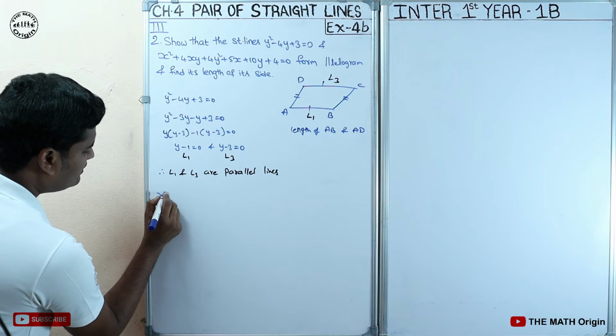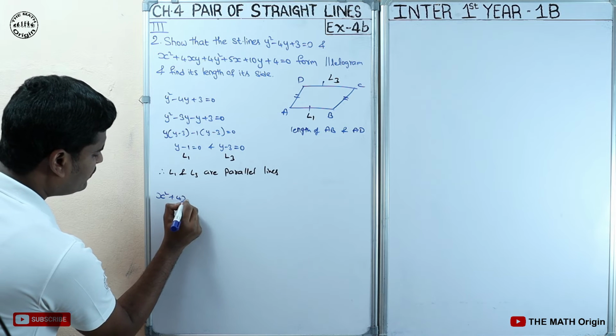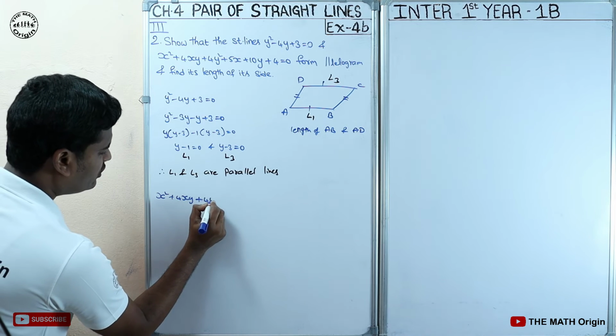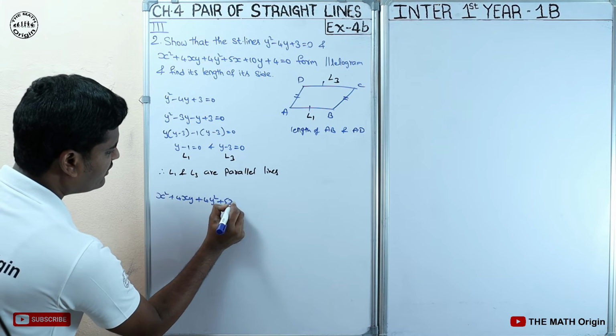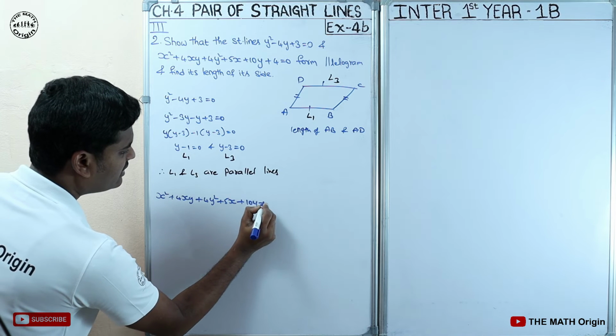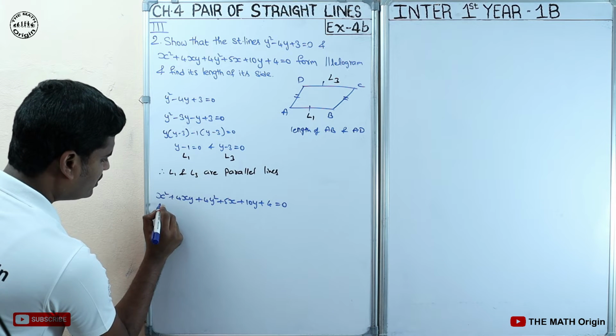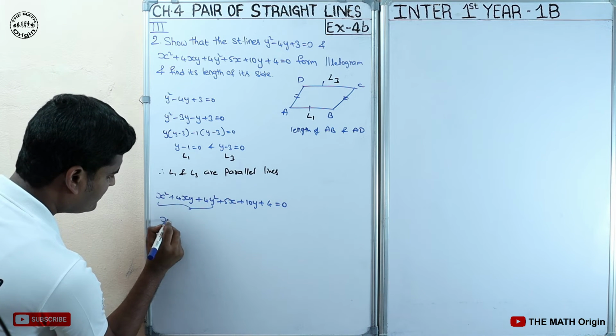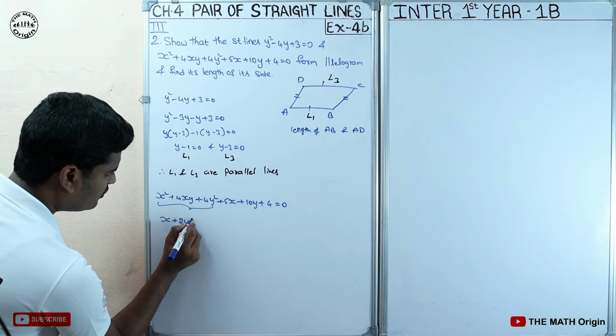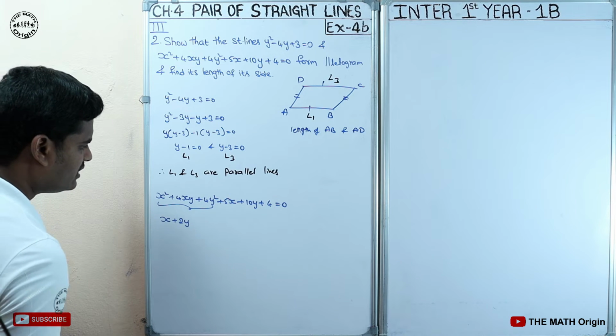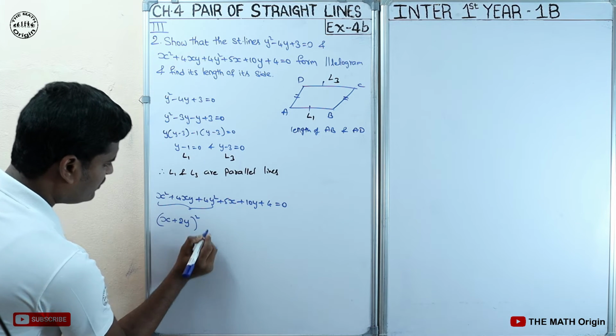Okay, the equation is x square plus 4xy plus 4y square plus 5x plus 10y plus 4 equals 0. So, from this if you see, x plus 2y whole square.